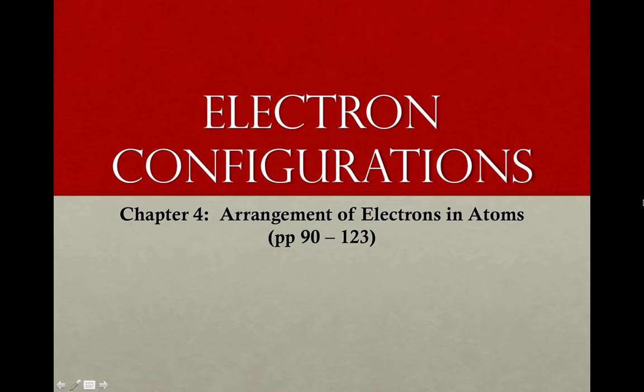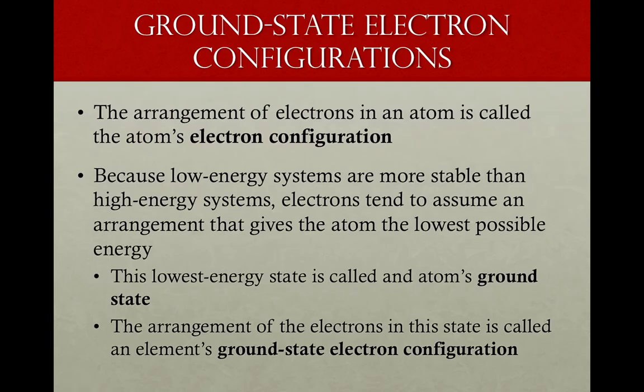So this is the lecture on electron configuration, which comes from information from chapter 4. You can see the pages listed here if you need to go back and reference any of this information. So we're going to start with different types of electron configurations.